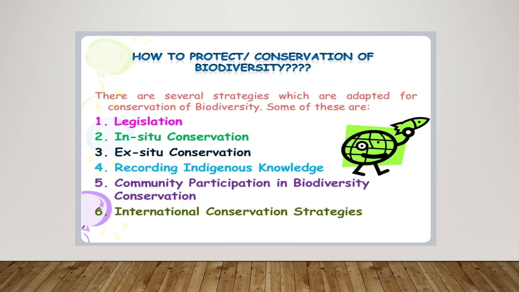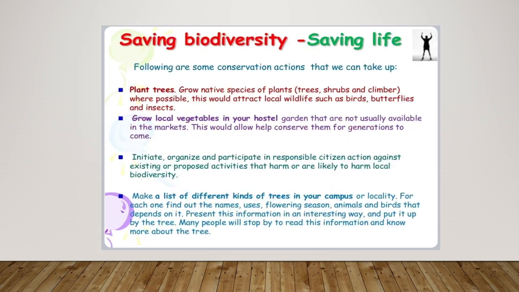So there are several strategies which are adopted for conservation of biodiversity. Some of these are different legislation, in situ and ex situ conservation, which we have already studied in our chapter. We should start recording indigenous knowledge, and community participation in biodiversity conservation is also very much essential. There are various international conservation strategies also that should be looked up to. So students, as we have studied, saving biodiversity is saving life.